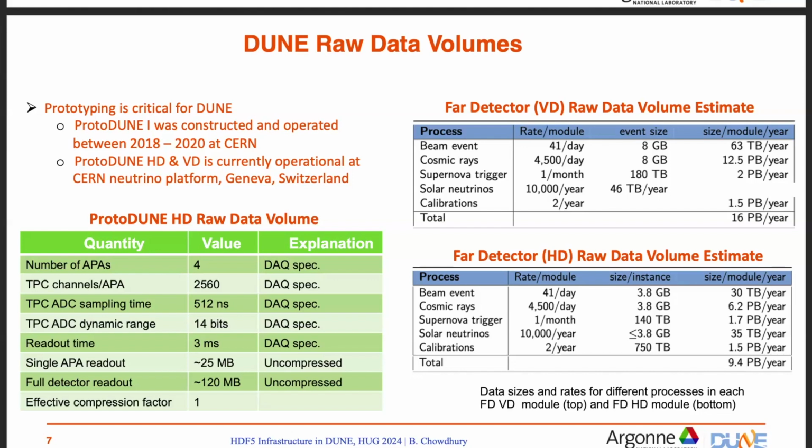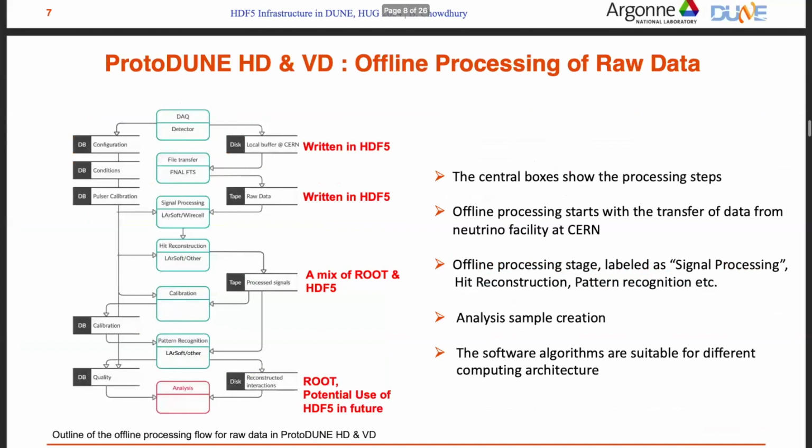Now, based on ProtoDUNE HD, we can also predict the far detector raw data volume. For the vertical drift, we are going to take 16 petabytes of raw data per year. And for the HD, we are going to take 9.4 petabytes of raw data per year. Remember that these are only 2 modules of the far detector. There are an additional 2 modules for the far detector, and also DUNE has a near detector. So it's a substantial amount of raw data that DUNE is going to produce. And all this raw data is going to be written in HDF5 format.